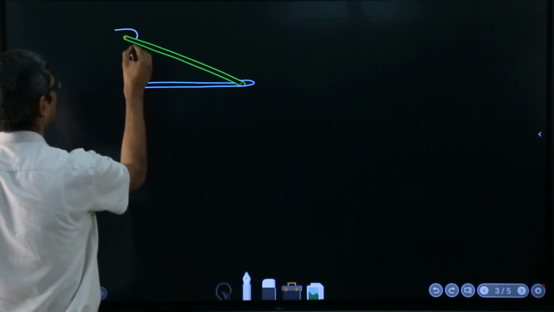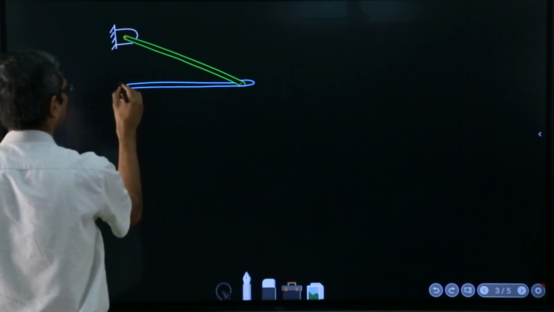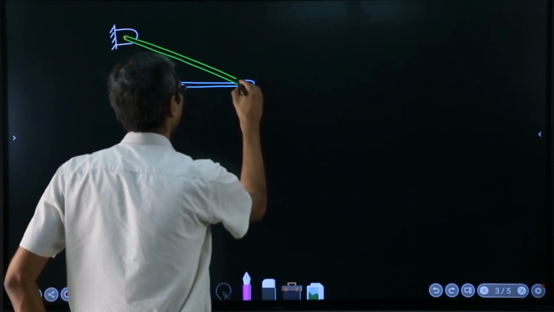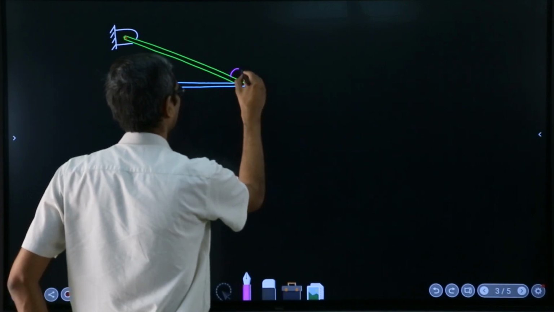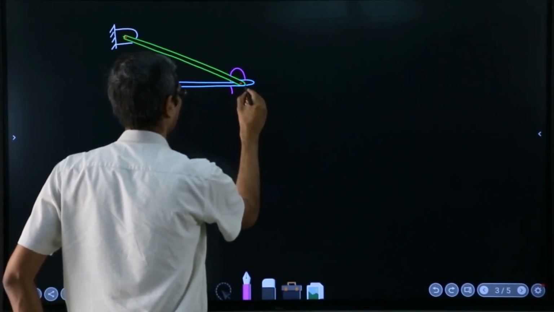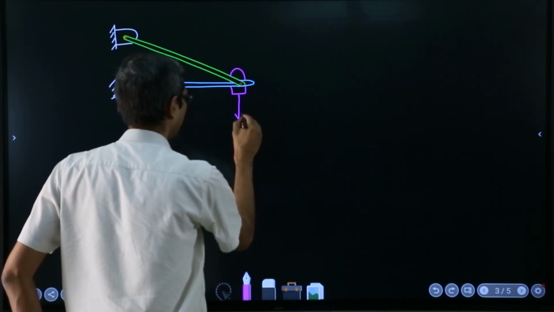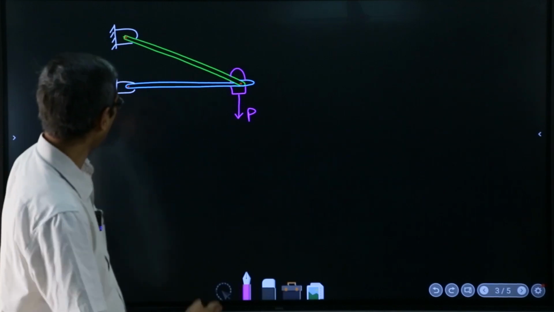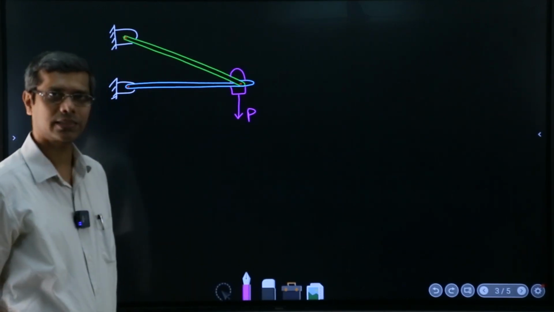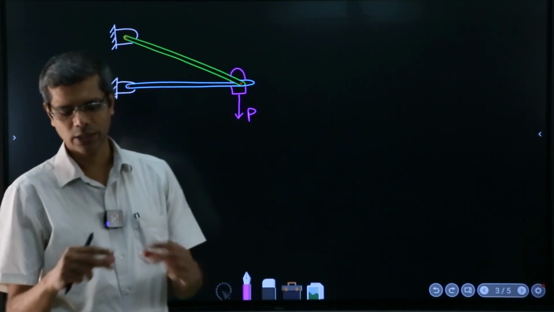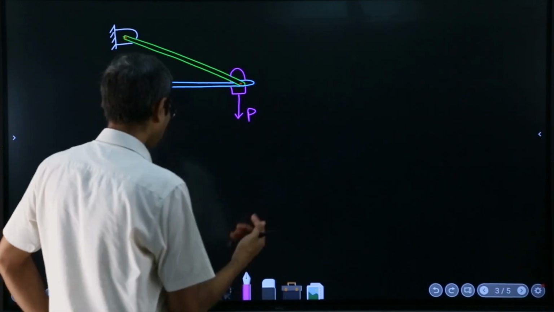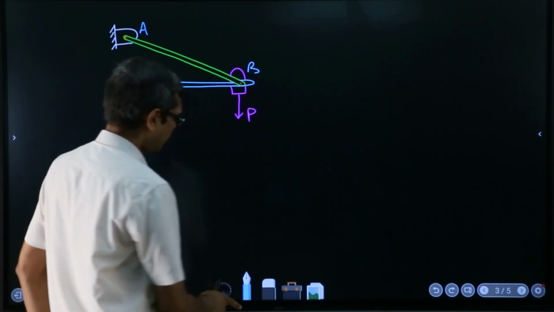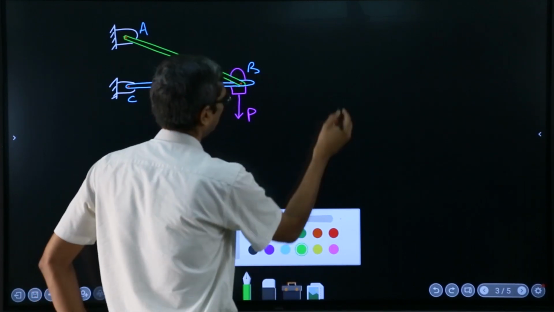So here it's connected to the ground, here also it's connected to the ground, and you have applied a force P here, and then you know how to figure out the forces which exist in these members, because it's a truss, so you know that all are two force members. If I give some names to these points, say A, B and C, now consider the bar AB.